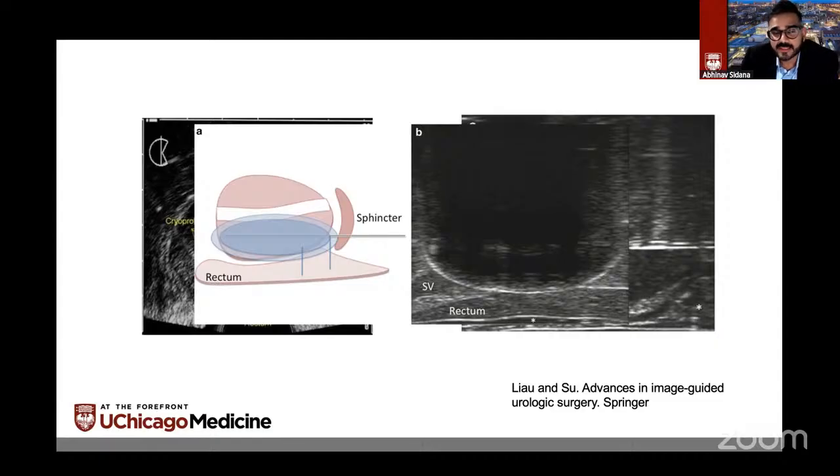Then the ice ball is monitored under ultrasound, and this white line, the hyperechoic line, is actually 0 degrees centigrade, and every millimeter anterior to this hyperechoic line is 7-degree drop in temperature. So this helps you estimate where the minus 20 degrees centigrade would be, which is a lethal temperature for prostate tissue.